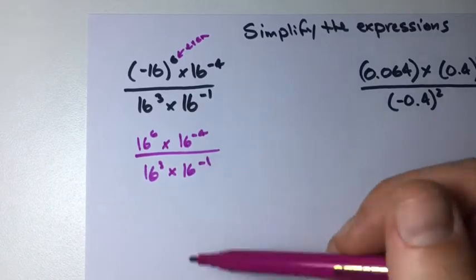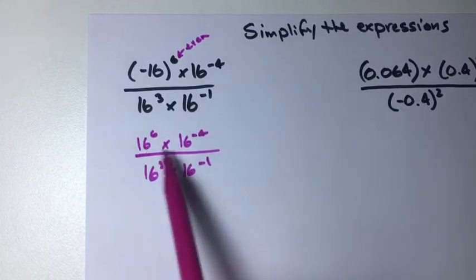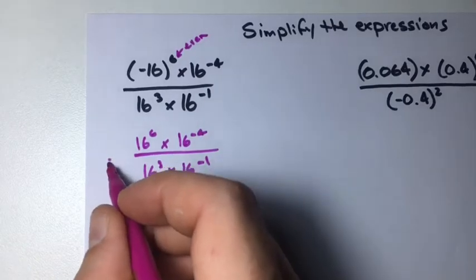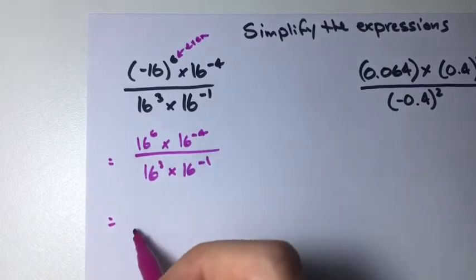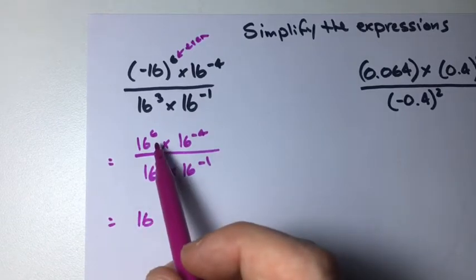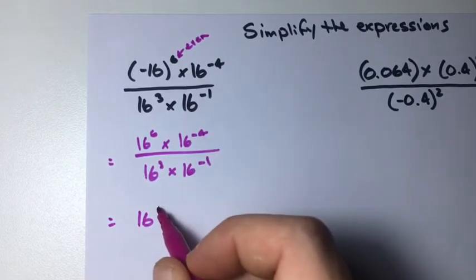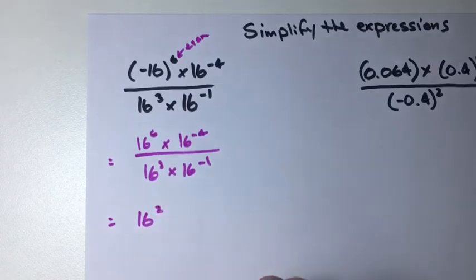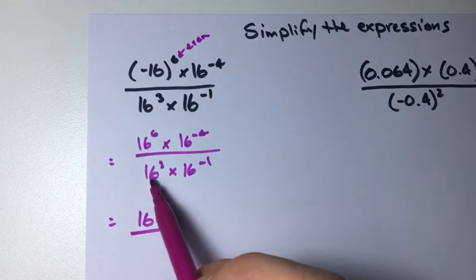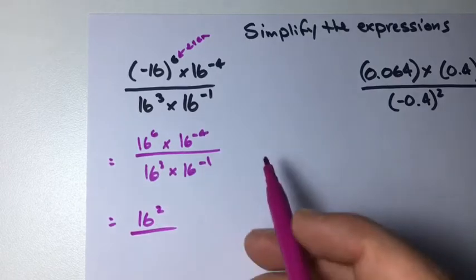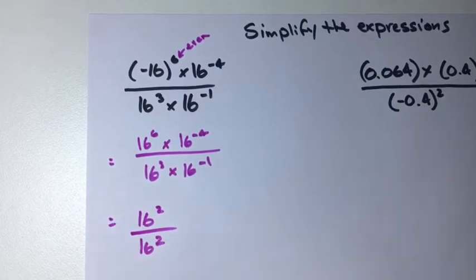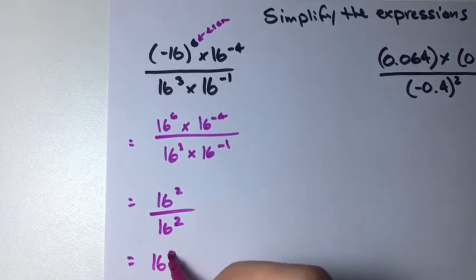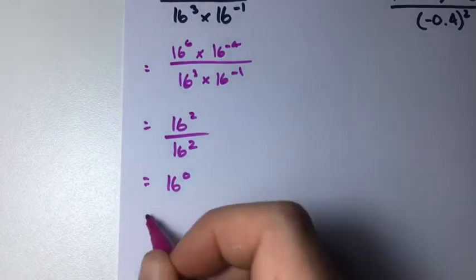Now, there's many ways we can do this. I like to just do the numerator and the denominator separate and then go from there. So let's look at our numerator. We have 16 to the power of 6 plus negative 4, and that's going to come out to 16 squared over 16 to the power of 3 times 16 to the negative 1, which is also 16 squared. If we subtract these out, we know we have 16 to the power of 0, which is going to equal 1.